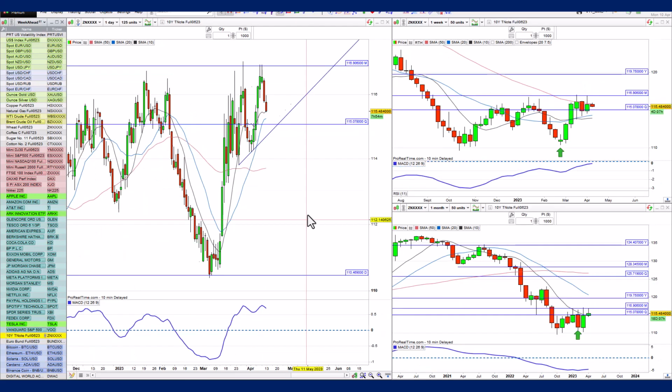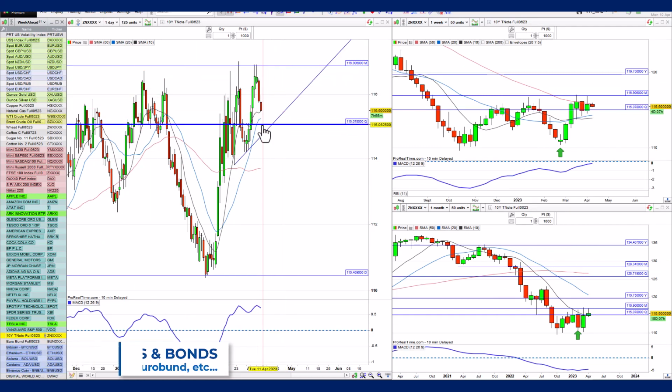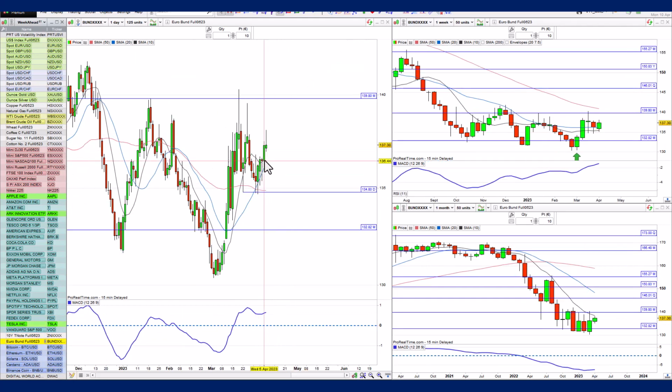All right, moving on to Treasuries and bonds. So here we could see a bit of a knockback, a strong level of resistance. My expectation is to come back down to resistance, and then we'll see what it's going to do there. Eurobond as well, it is bullish, but it's also struggling a bit. You can see it's largely sideways.